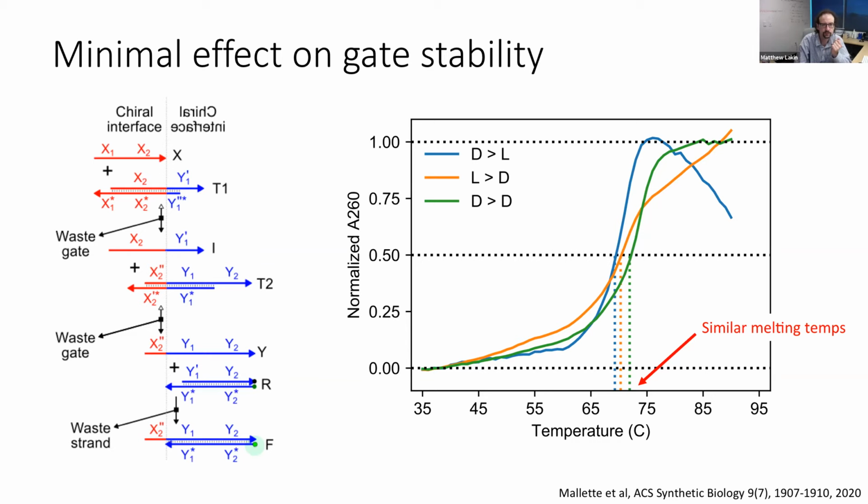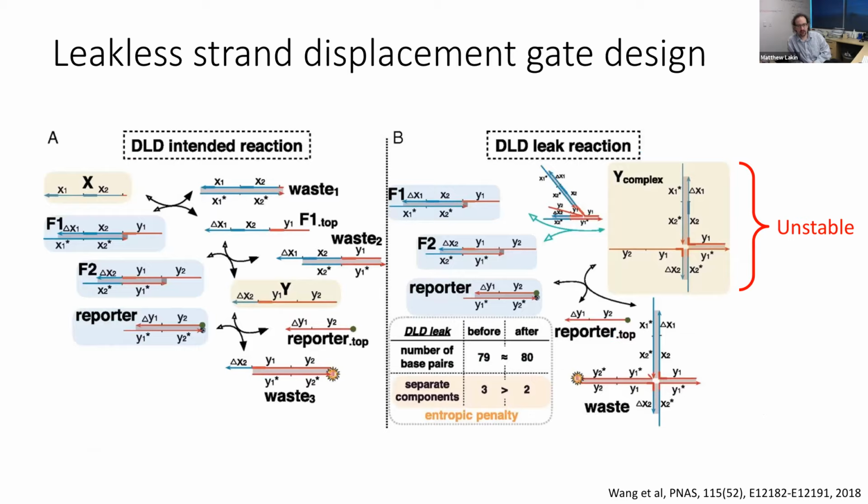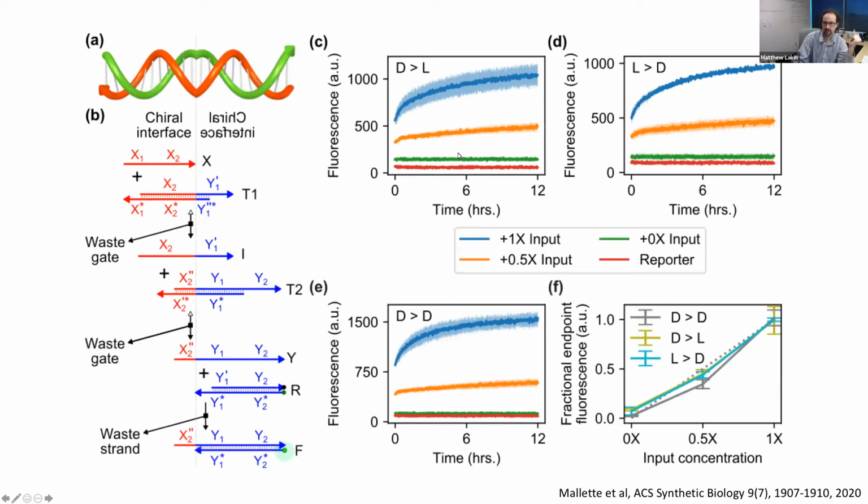And this system, by the way, is based on a design by Wang et al. from a few years ago. The reason this is a good design is that it uses this two-step translation process. It is what's called leakless, so we have very low unwanted activation of the gates. You can see that here. Without input, there's basically no signal released at all.